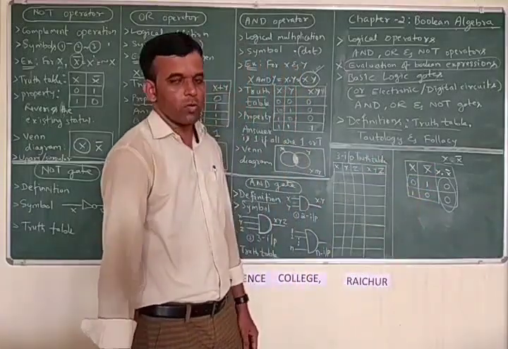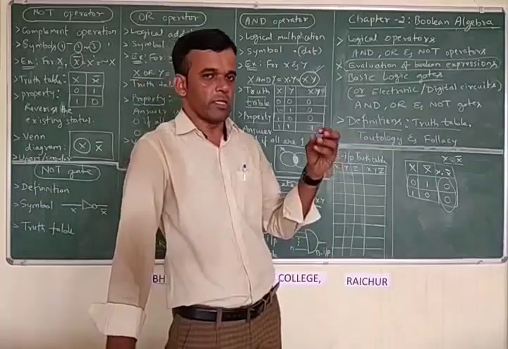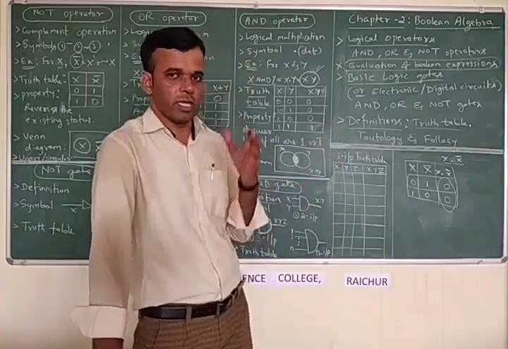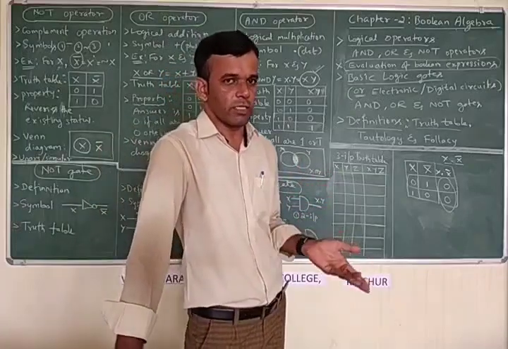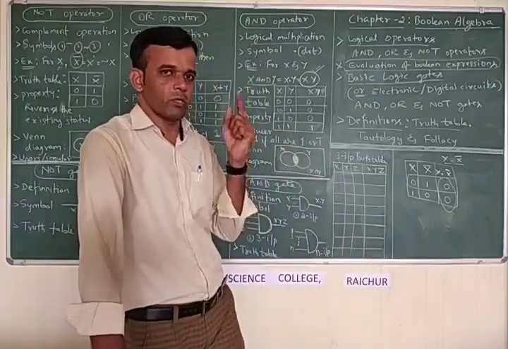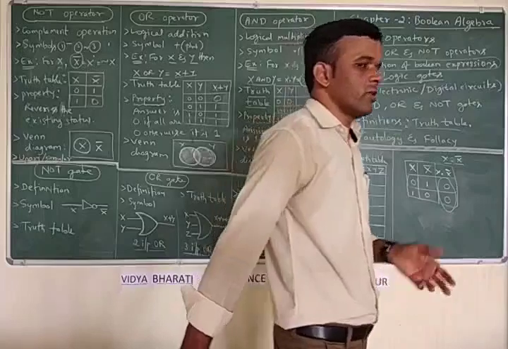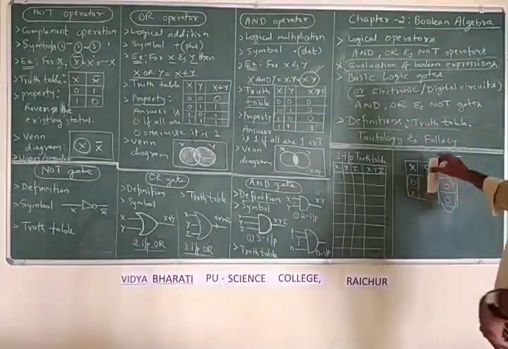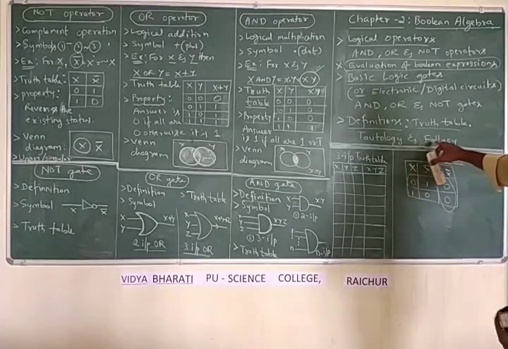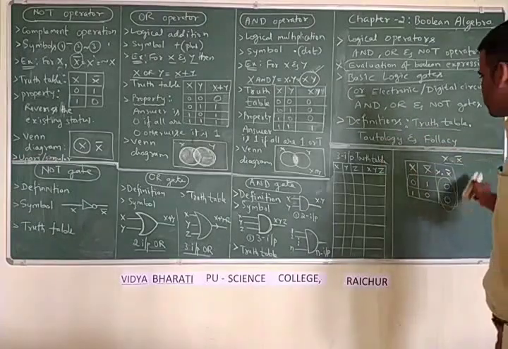So what exactly does fallacy mean? If the result of the expression is always 0, then we consider that expression a fallacy. If the result of the expression is always 1, then that expression or operation is called a tautology. So these two are the special cases, tautology and fallacy.